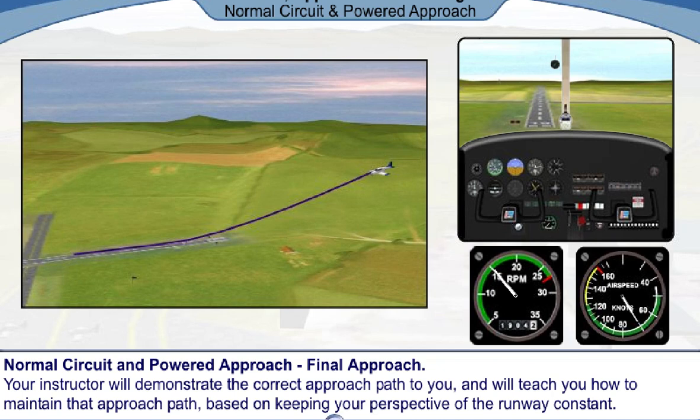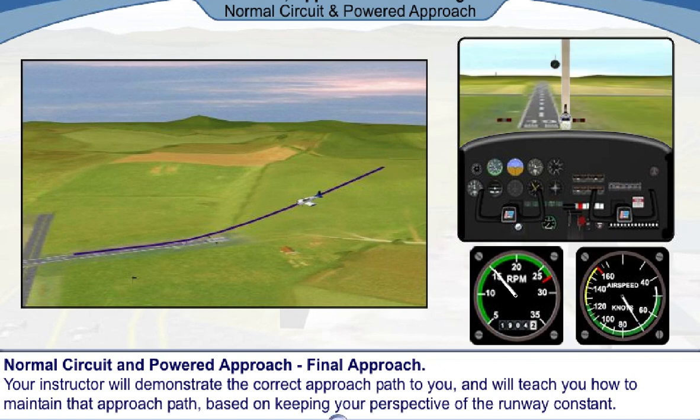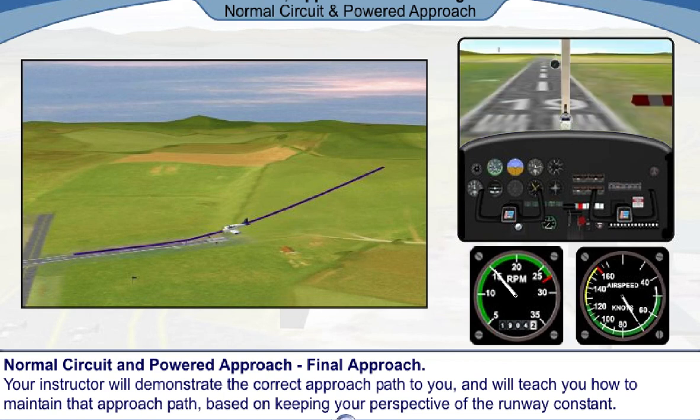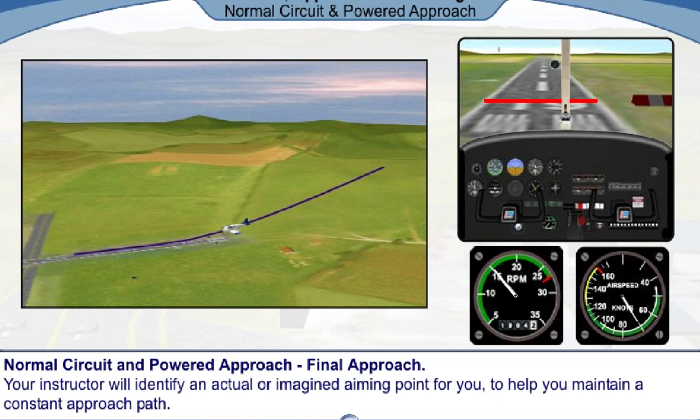As we've said, your instructor will demonstrate the correct approach path to you and will teach you how to maintain that path, so that your aircraft touches down just beyond a point on the runway that you, as the pilot, will have chosen. Your instructor will most probably refer to this point as the aiming point. The aiming point will usually be a selected real or imaginary point or other feature, sufficiently in from the runway threshold to guide you to a safe touchdown in the designated landing area.